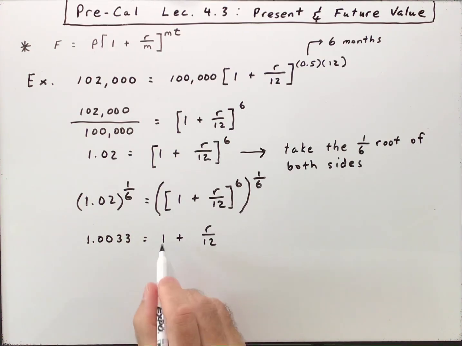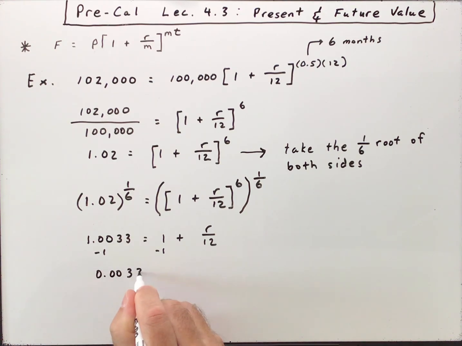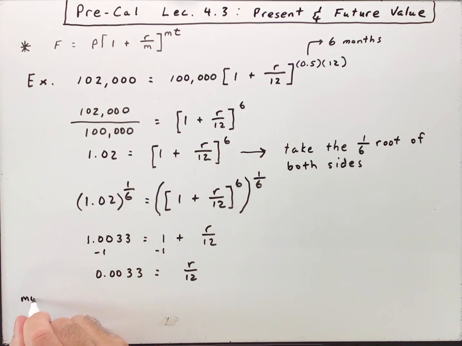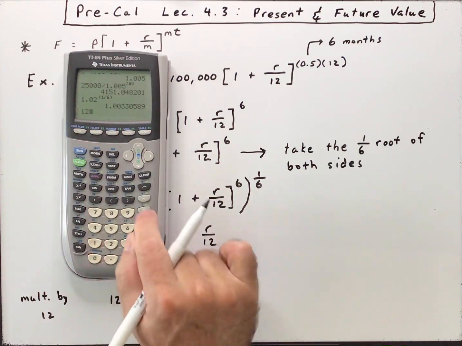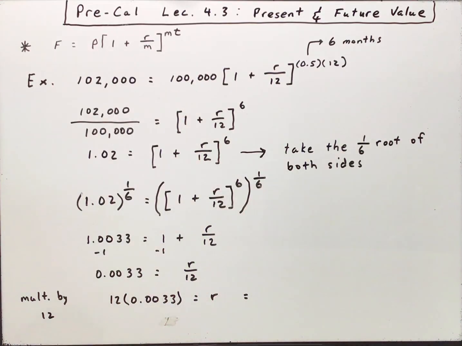12. Now if we subtract 1 from both sides, we would have 0.0033 is equal to R over 12. And then if we multiply both sides by 12, so we've got 12 times 0.0033 is equal to R. All right, so 12 times 0.0033 is going to be 0.0396.